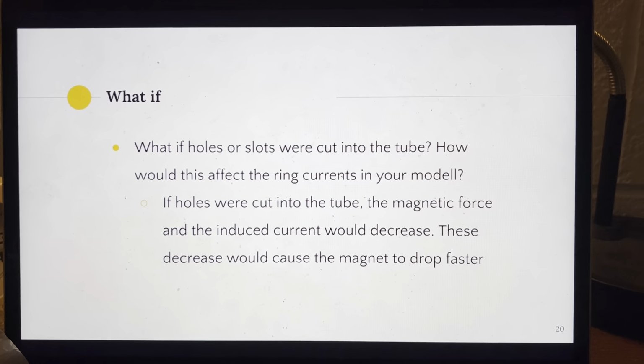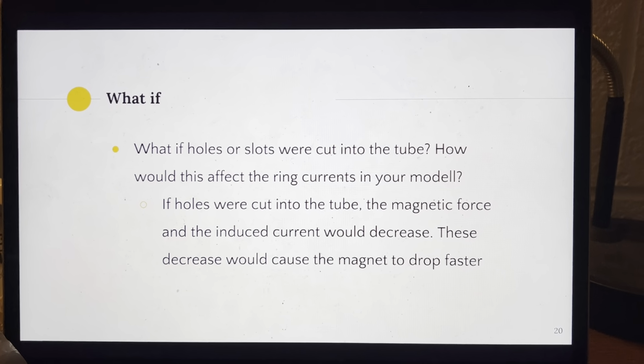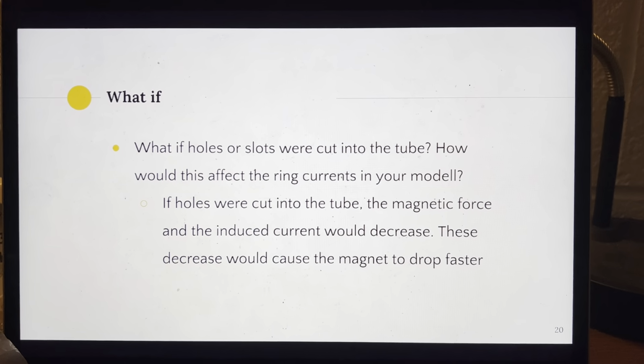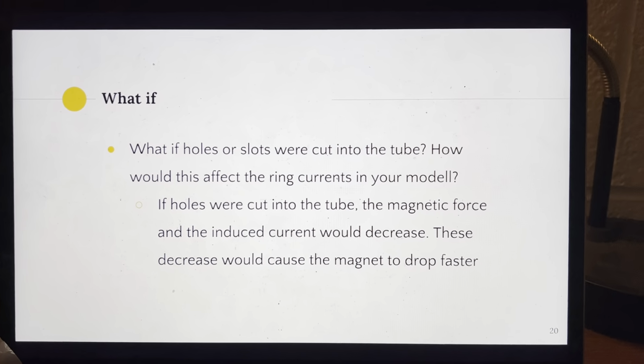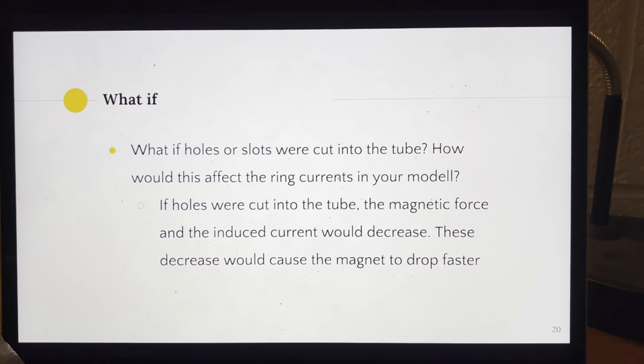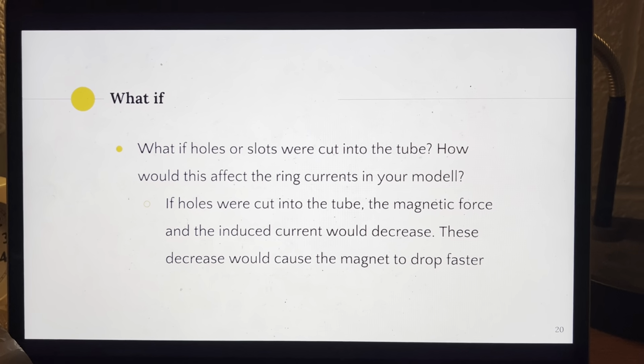The second is, what if holes or slots were cut into the tube? How would this affect the ring currents in your model? If holes were cut into the tube, the magnetic force and the induced current would decrease, and this decrease would cause the magnet to drop faster.